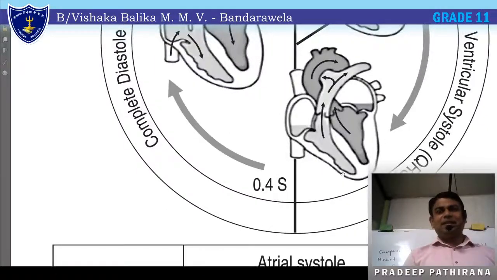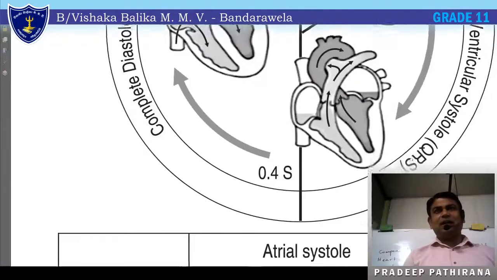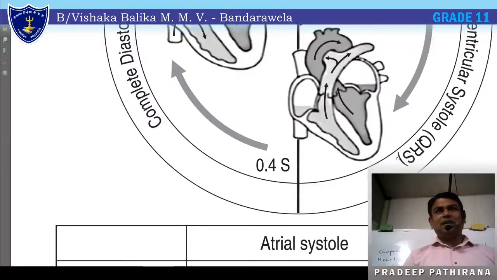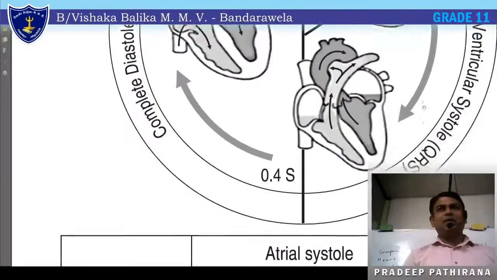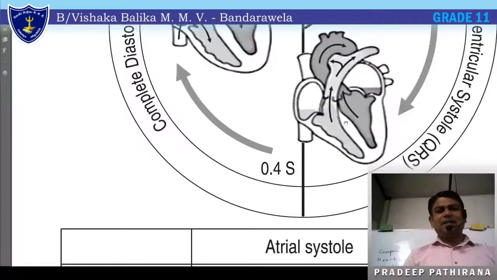If you can see here, ventricular systole, the QRS phase. So ventricles are compressing here. Two ventricles compress, therefore blood goes out from the heart. Second phase, ventricles compress, blood goes out. These two valves, can you see these two valves? Those valves close, the lub sound comes, lub sound.